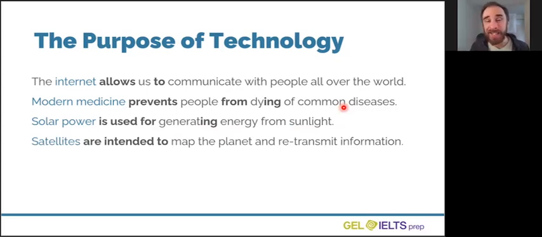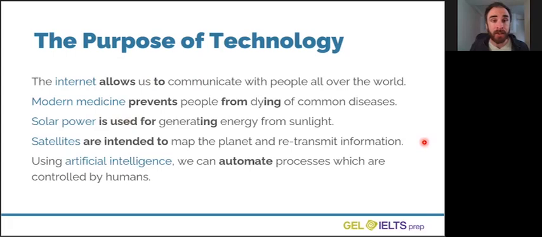Satellites are intended to map the planet and retransmit information. Intend is the idea of the original purpose. It's why we created them. However, sometimes satellites are used for other purposes. For example, spying on military secrets. So satellites are intended for this, but they are sometimes used for other purposes. So intend is about the original purpose of the technology.